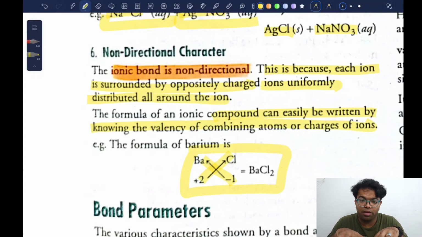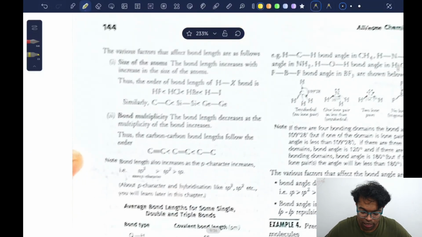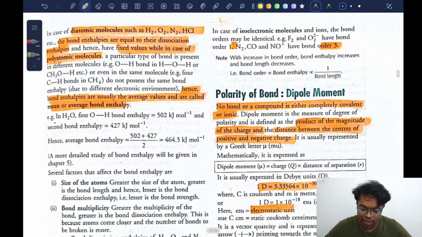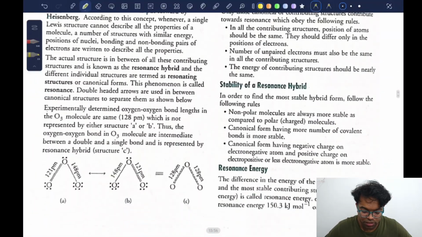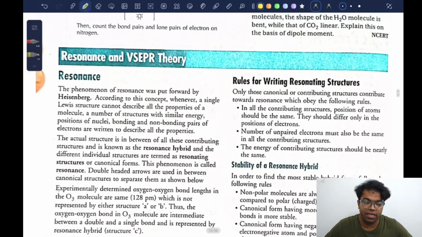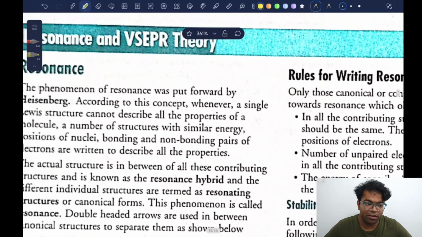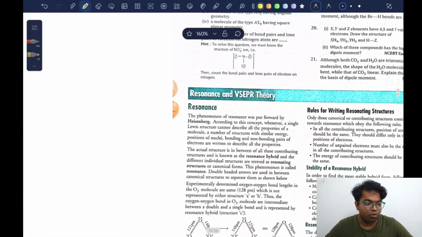Today's class I'm going to stop here. We have discussed a large section of the first portion of this chapter. In the next class we'll continue with this, and then we'll start the valence shell electron pair repulsion theory. We'll finish this and we will start with the VSEPR theory.